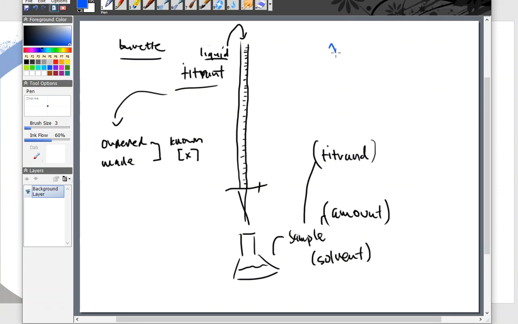Now, the most common is going to be an acid and a base titration. This is the most common titration that seems to be out there. It's the most common that's presented in academia. It's the most common for the basic wet laboratory processes, the traditional acid-base titration.